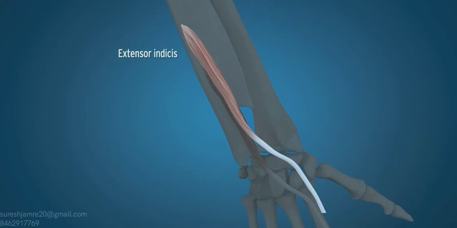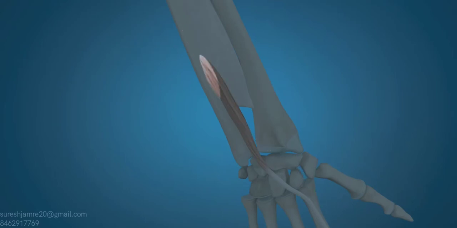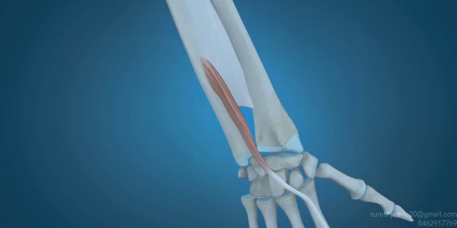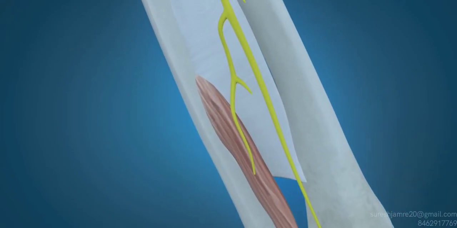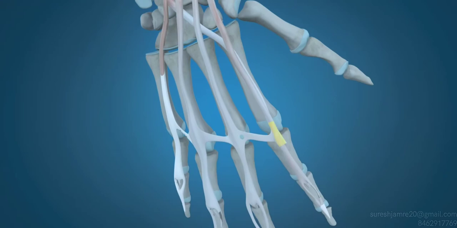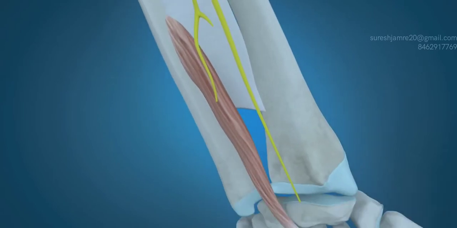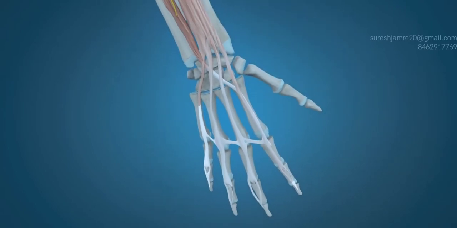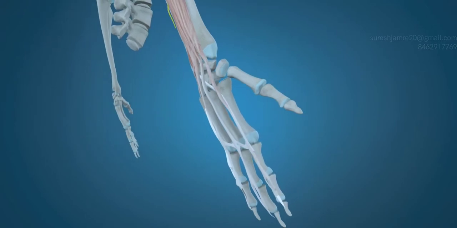Extensor indicis. Origin: posterior surfaces of the ulna below the origin of extensor pollicis longus and adjacent interosseous membrane. Insertion: extensor hood of the index finger. Through it inserts into dorsum of middle and terminal phalanges of index finger. Innervation: posterior interosseous nerve C7, C8. Action: extends the index finger.